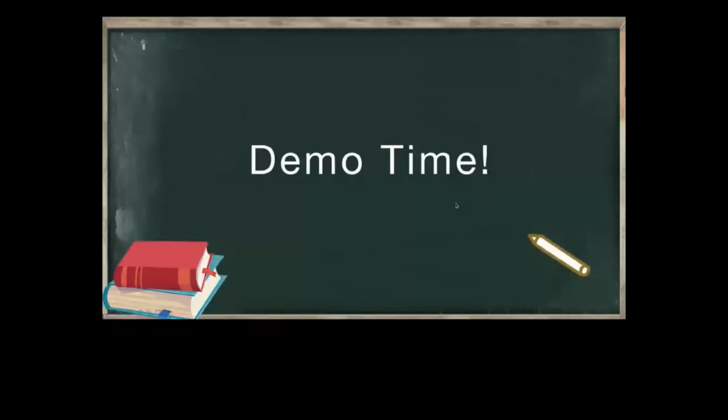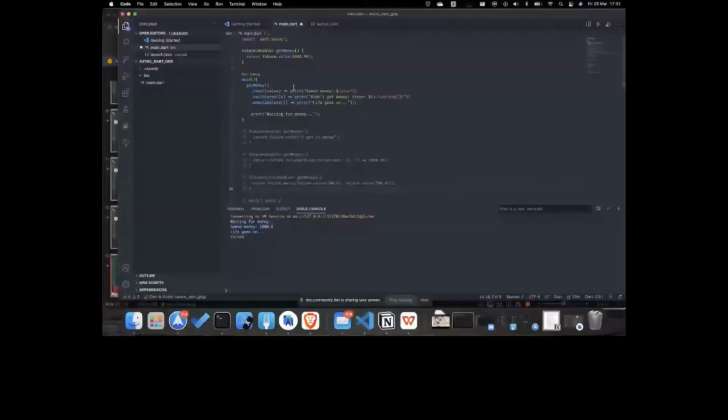And our screen looks nice. So let's say, for example, you are asking for money from a friend, and then you ask for 1,000. When you get the money, you spend the money, right? When we say then, it executes when it's successful, right?